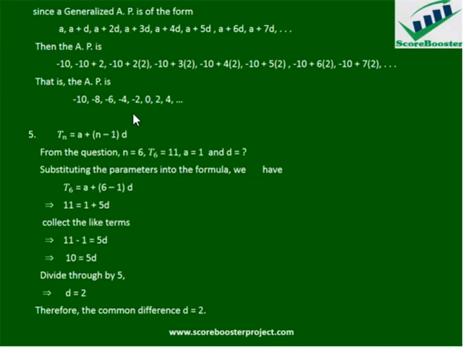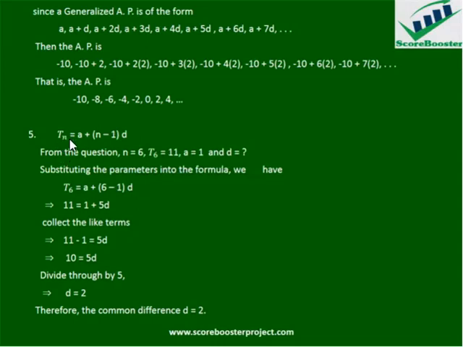So now we move to the 5th question, which says if the 6th term of an arithmetic progression is 11 and the first term is 1, find the common difference. The value for the 6th term is already given as 11 and the value for the first term is 1, so we are asked to find D.